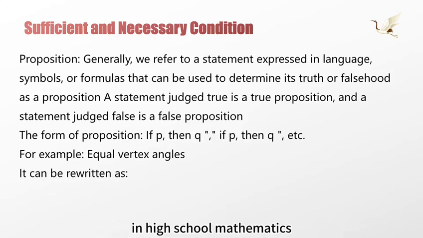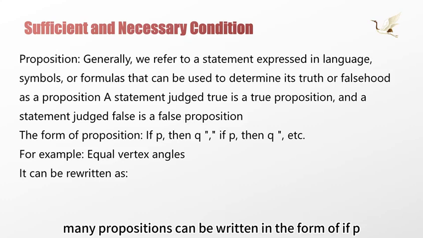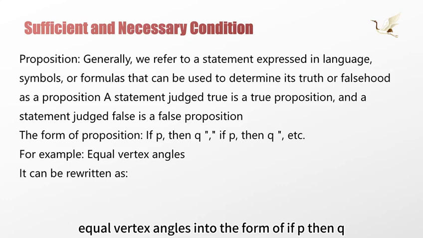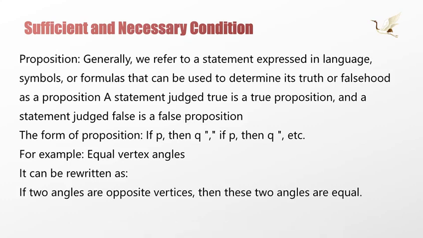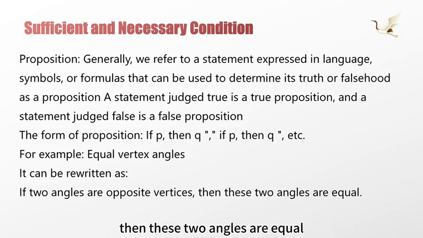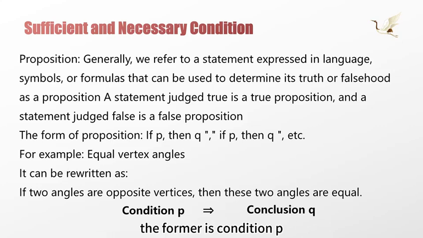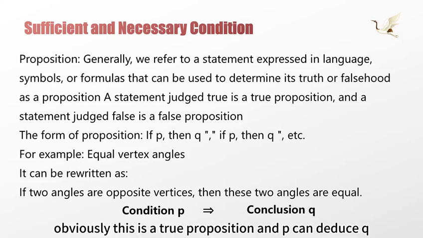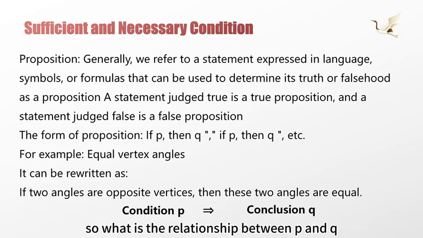In high school mathematics, many propositions can be written in the form of if P, then Q. For example, can students rewrite the proposition of equal vertex angles into the form of if P, then Q? The answer is: if two angles are opposite vertex angles, then these two angles are equal. The former is condition P, and the latter is the conclusion Q of the proposition. Obviously, this is a true proposition, and P can deduce Q. So, what is the relationship between P and Q at this point?